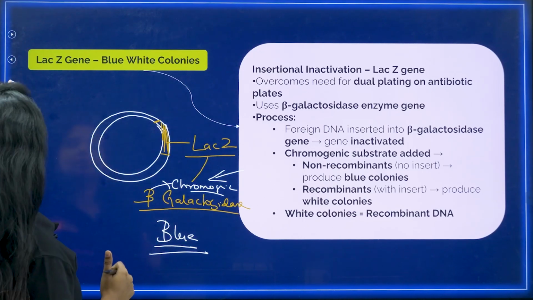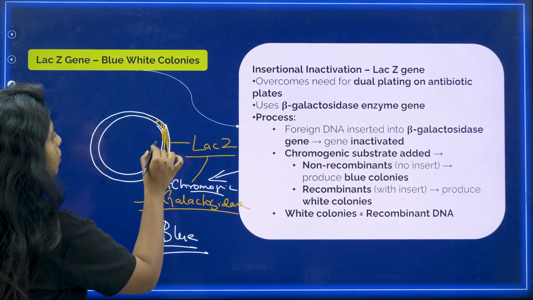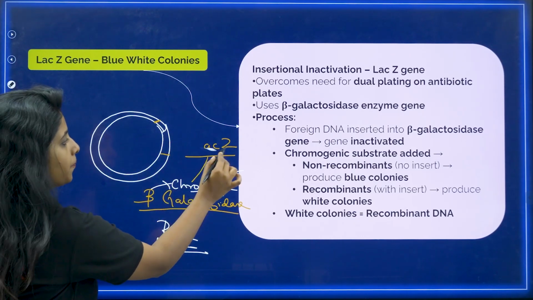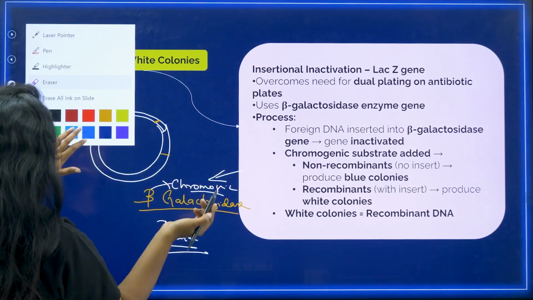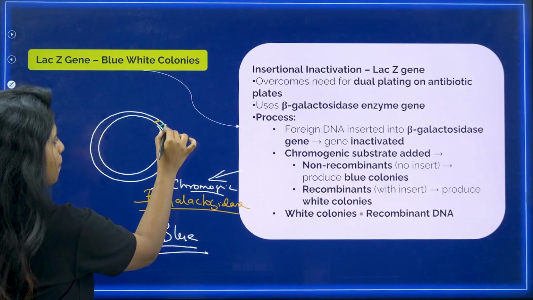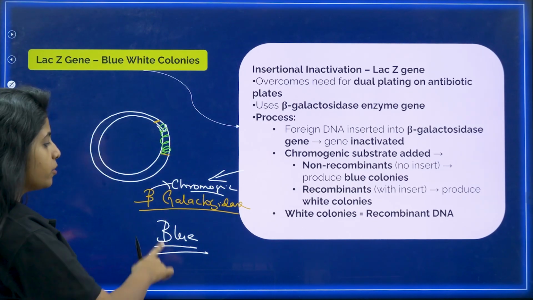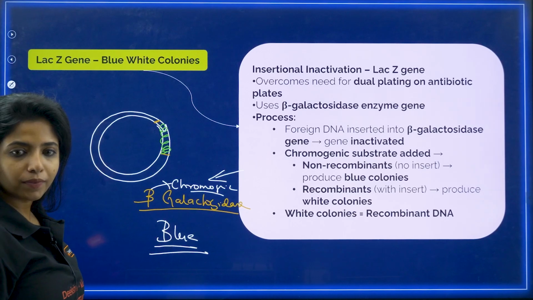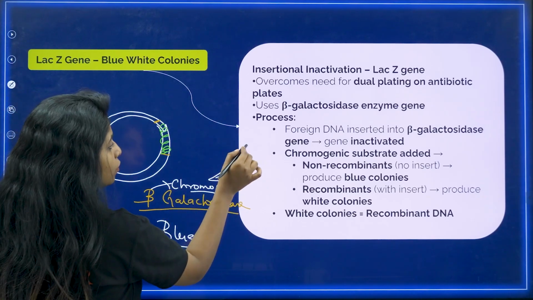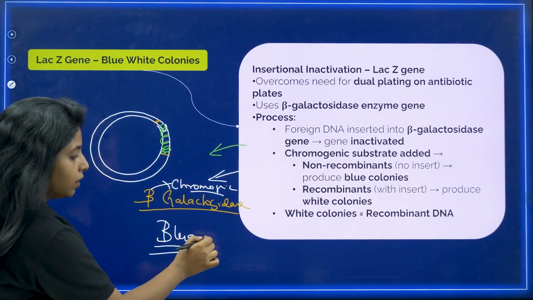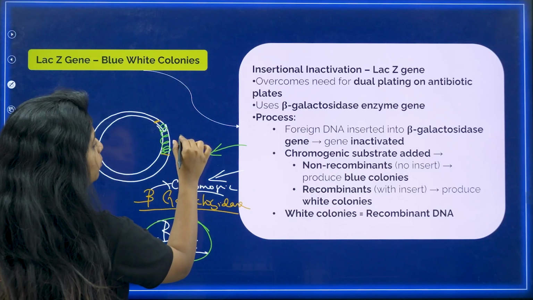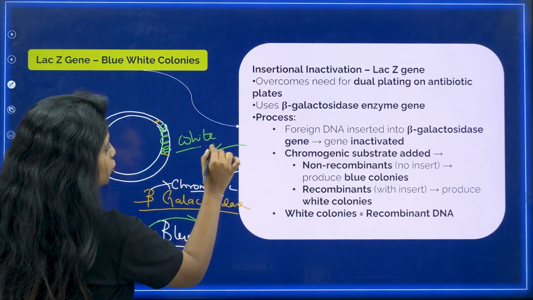So what I am going to do is remove this LacZ gene from here and put my gene of interest over here. Now what will happen? Is it going to produce the beta-galactosidase? No. And when I put the chromogenic substance, will it turn the color to blue? No, it will be just white in color.